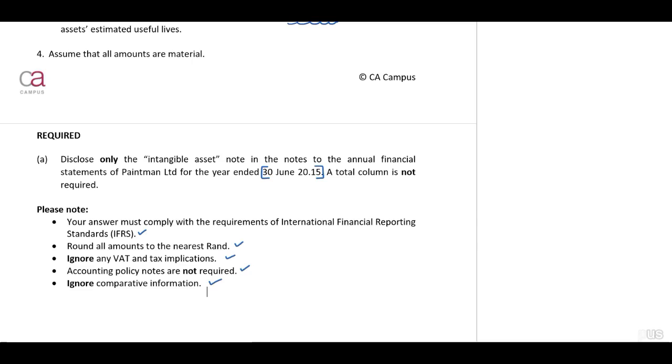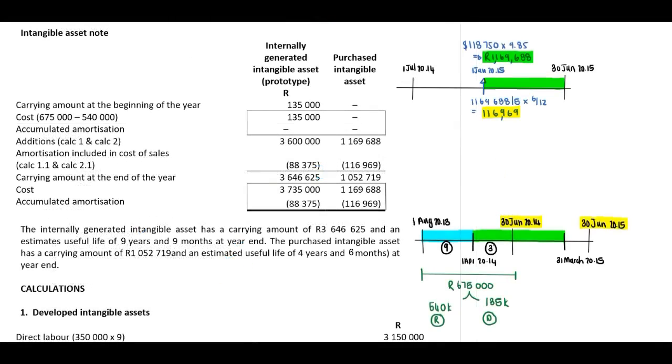Okay, so plan of action. First things first, include your template as well as your timelines for calculation purposes. Second step, complete your calculations, and very, very important, remember to please transfer your calculations to your template. Our first step, we had to include our template. Please remember guys, you will have 2 columns. One, your internally generated asset, and the second one, your purchased intangible asset.